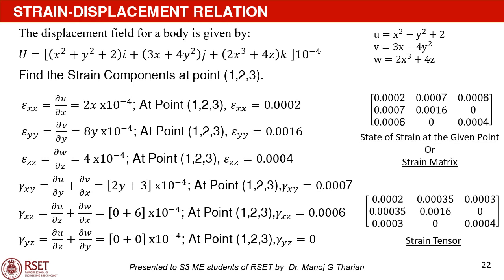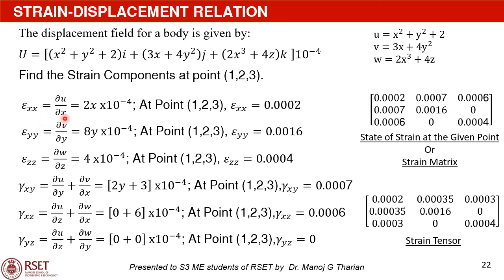Here is an example where the displacement field in a body is given and we are asked to find out the strain tensor or the strain matrix at a point whose coordinates are 1, 2, 3. So for the given displacement field, the displacement components small u is equal to x square plus y square plus 2, small v is equal to 3x plus 4y square, and small w is equal to 2x cube plus 4z. The strain components can be found out using the strain displacement relations.